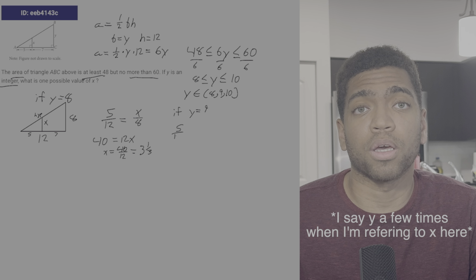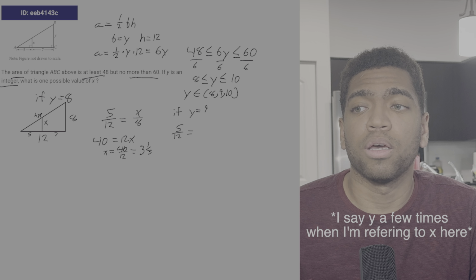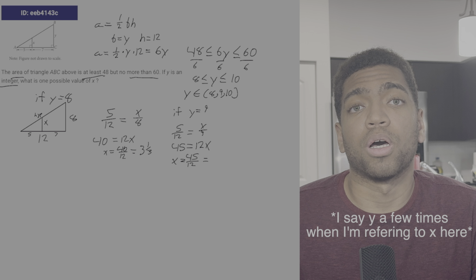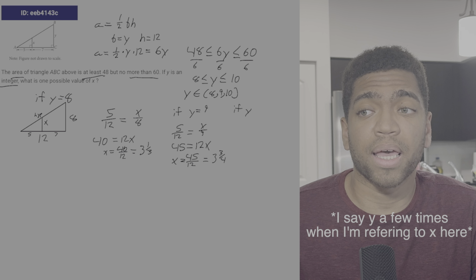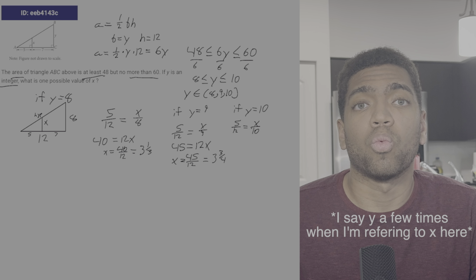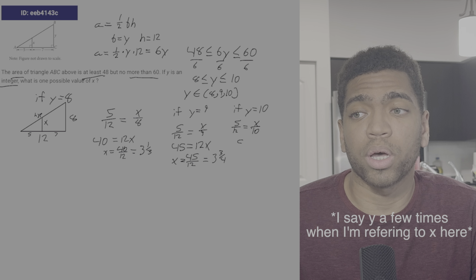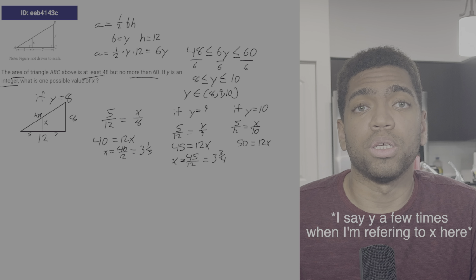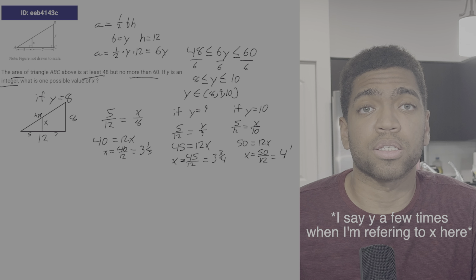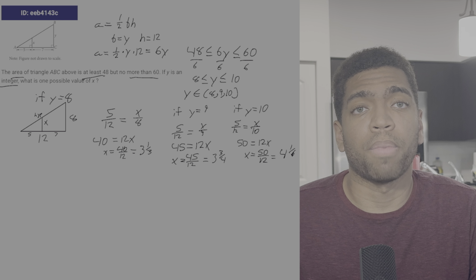Now, when we do the same thing for y equals 9, instead, we get 5 over 12 equals x over 9. Here, we get x becomes 45 over 12, which is going to become 3 and 3/4. Lastly, when we put y equals 10, we get 5 over 12 is going to be equal to x over 10. x is going to become 50 over 12, which is going to be equal to 4 and 2/12, or 4 and 1/6. All right, so those are our possible answer choices.